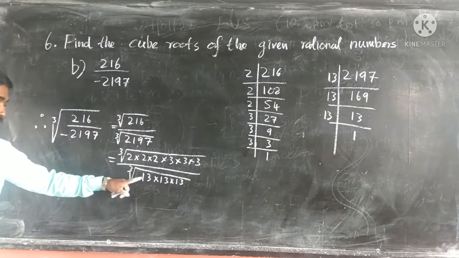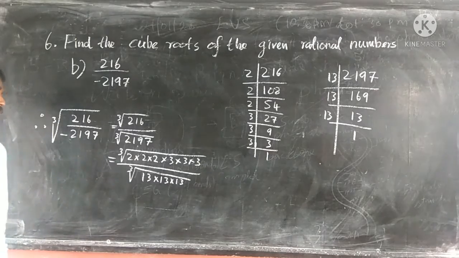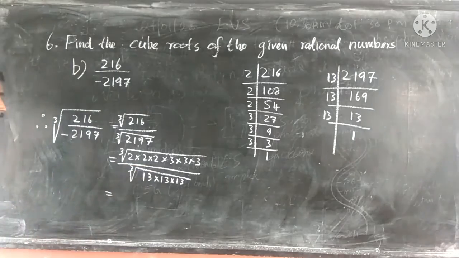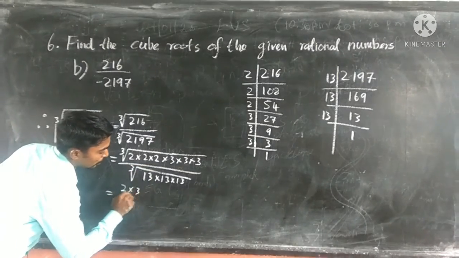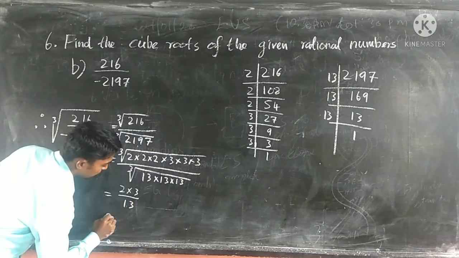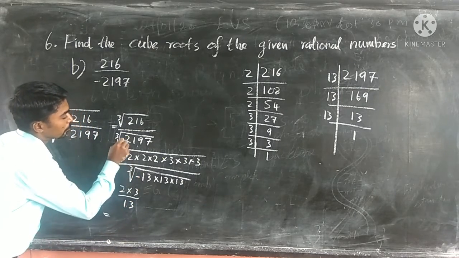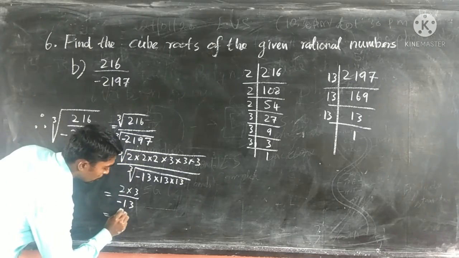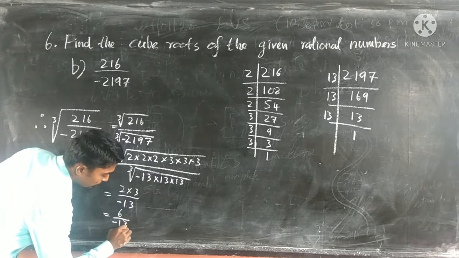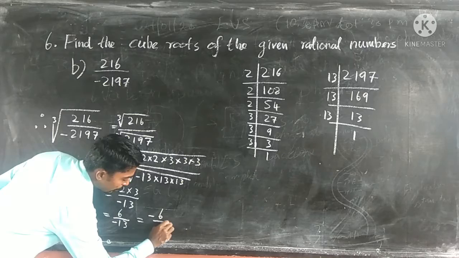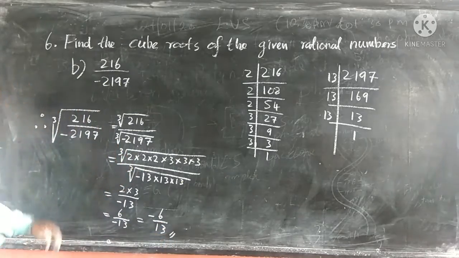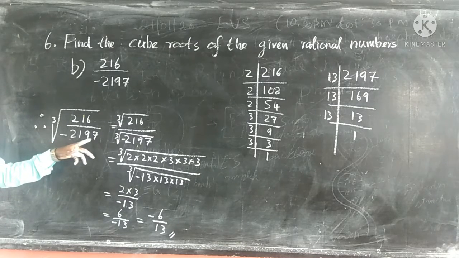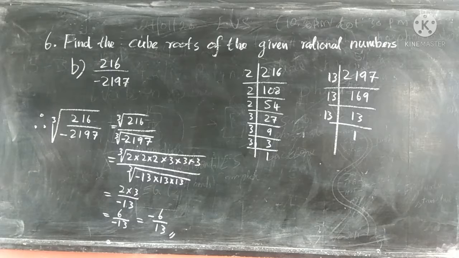If you observe these factors, each factor appears in a group of 3. Therefore, taking one factor from each triplet, 2 into 3 divided by 13. That is 6 divided by minus 13. We can write minus 6 divided by 13. Therefore, cube root of 216 divided by minus 2197 is minus 6 by 13.